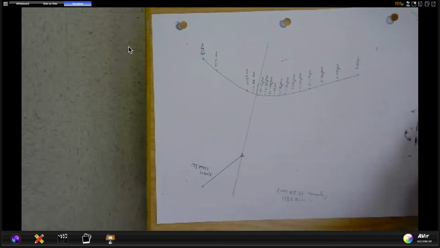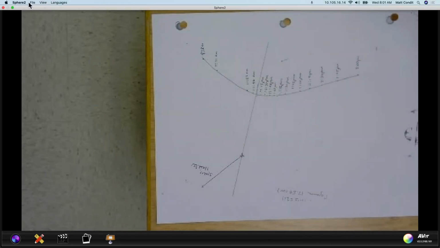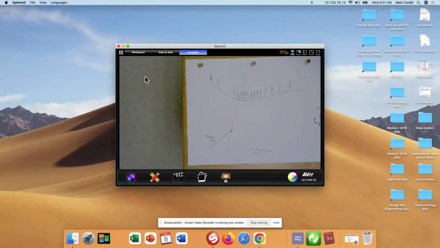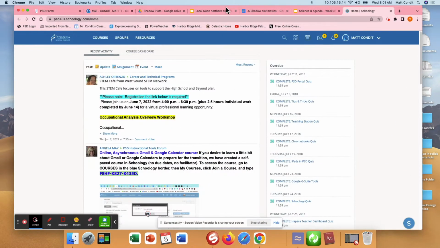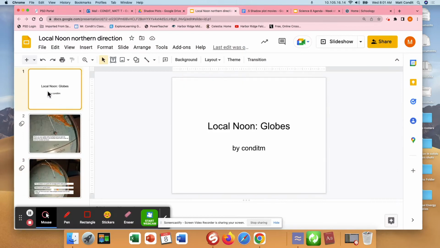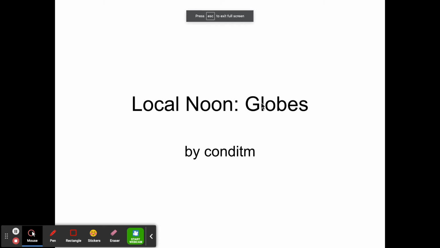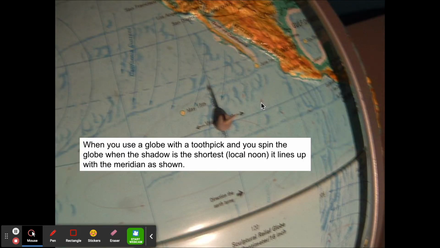Now, the activity that we just got done with in class, we took a globe and we put a gnomon on the globe. And when we put the gnomon on the globe, we rotated the globe and we found out that the shadow the gnomon makes works just like on a real shadow plot, where it goes from longer shadows to a shortest shadow back to longer shadows, like it does on all our shadow plots.